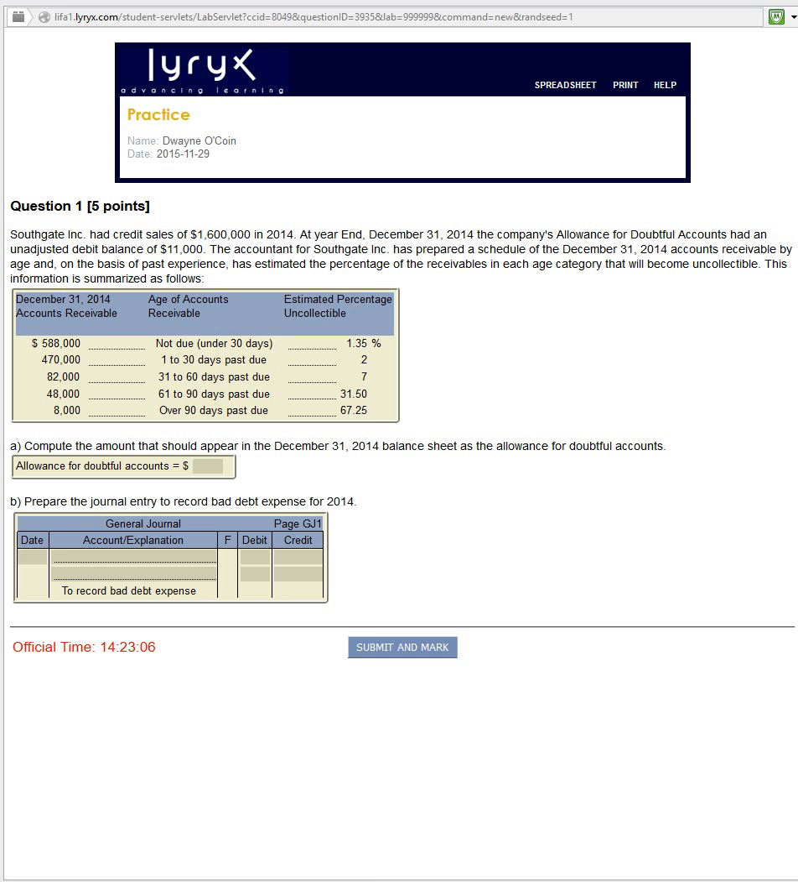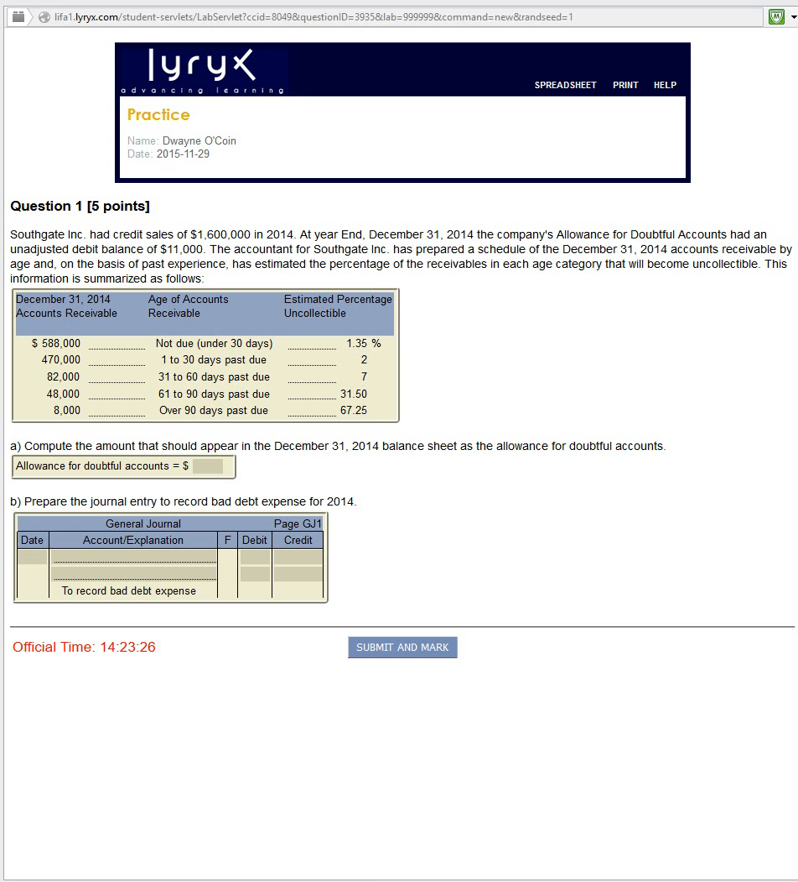We want normally to have that as a credit balance because it's a contra account to the accounts receivable. Accounts receivable is a debit balance, being an asset, and this valuation allowance for doubtful accounts reduces that amount to the estimate of the collectible accounts receivable.